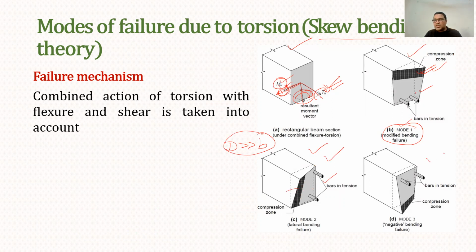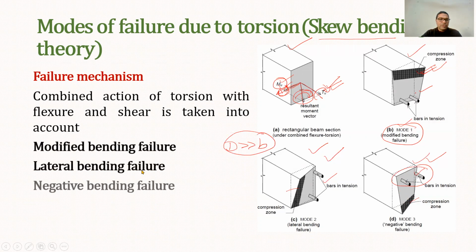Similarly, in the third case, this kind of failure can also occur. This failure will occur when the compression zone is in the lower portion and the tension is in the upper portion. Basically, when the tension reinforcement is less, this kind of failure can occur. Maybe in the case of a cantilever beam, this kind of failure can occur. So these are the three types of failure.